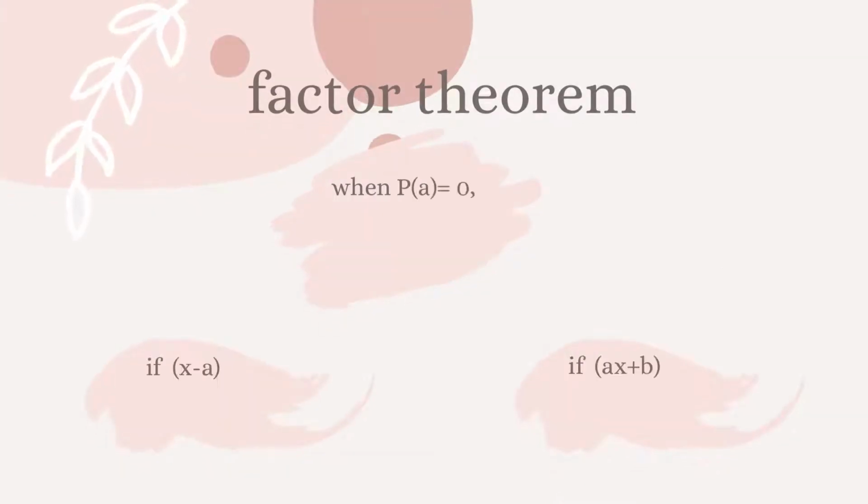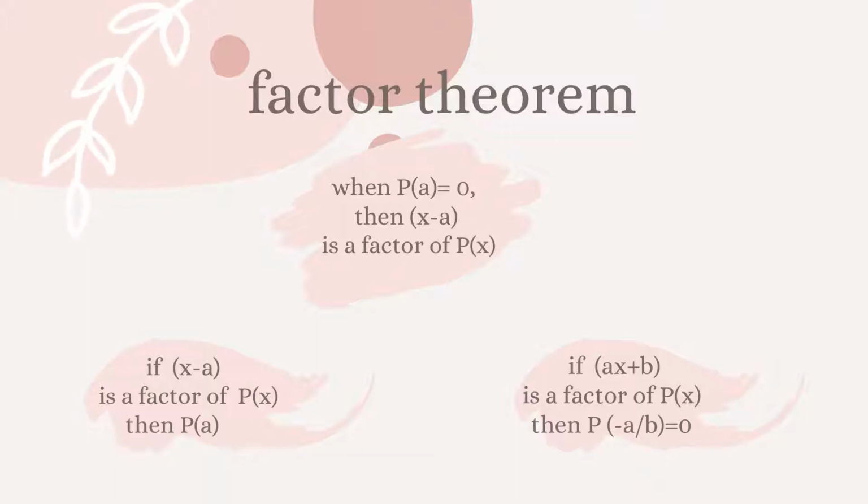Okay, so what is the factor theorem? The factor theorem says that when P(a) equals 0, then x minus a is a factor of P(x). Next, if x minus a is a factor of P(x), then P(a) equals 0. Last, if ax plus b is a factor of P(x), then P(minus b over a) equals 0.